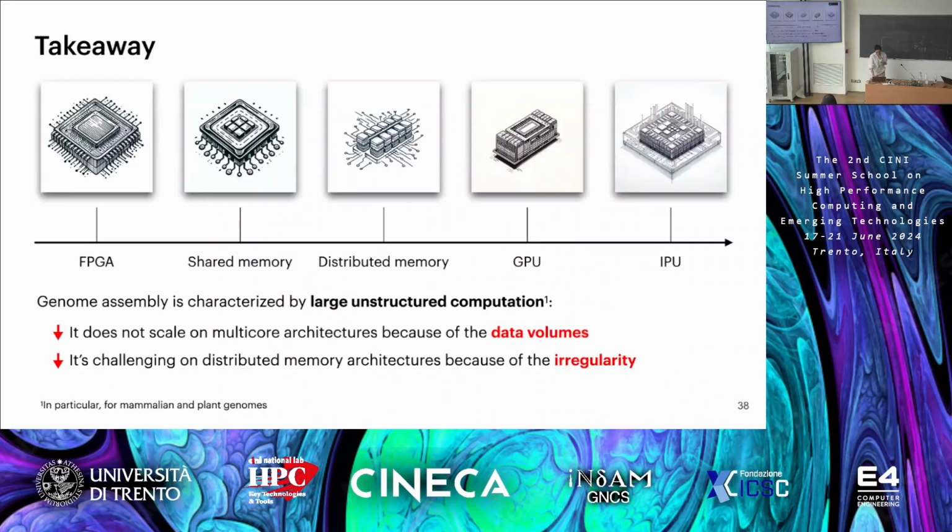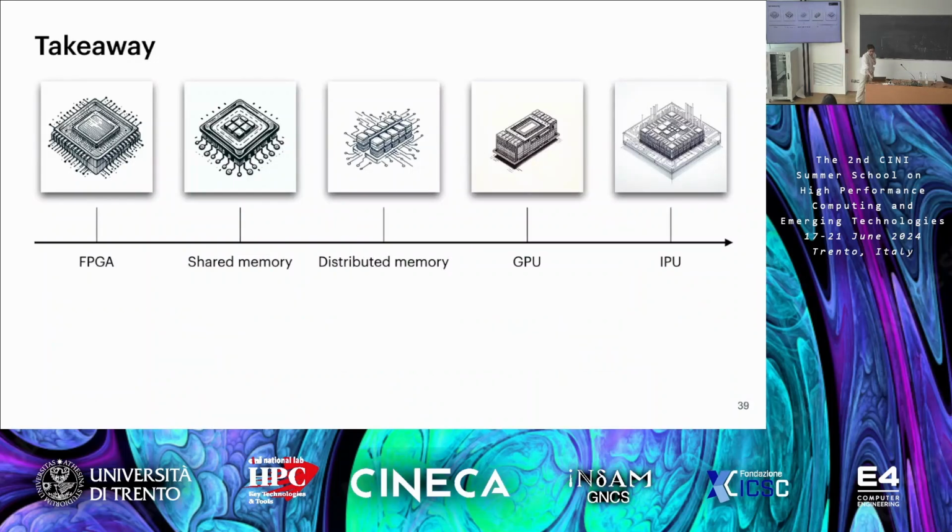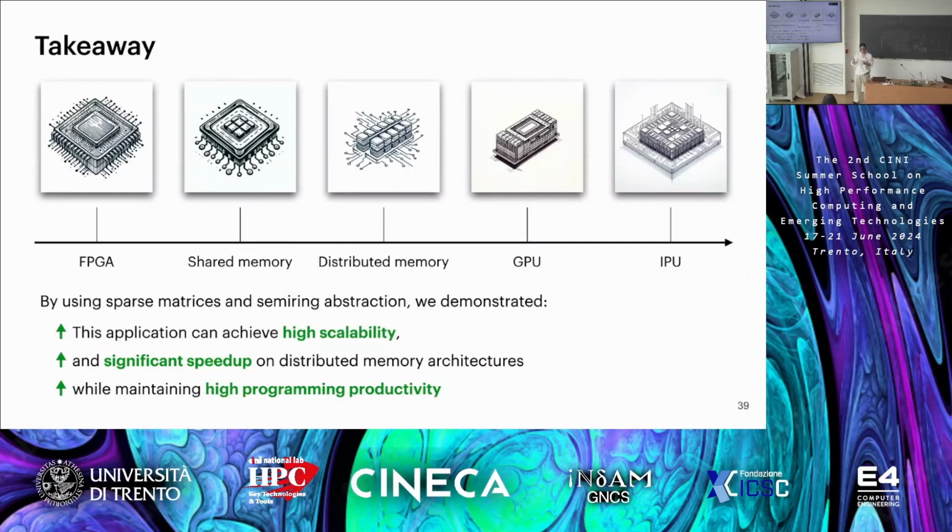Okay. And so to summarize, I showed you how we can implement this large unstructured computation and achieve good performance using sparse matrices. And we can get speedup and scalability, which is great, which is kind of the starting point. Otherwise, I would not be here talking about this. But I really want to stress the productivity part because I think that's really important.